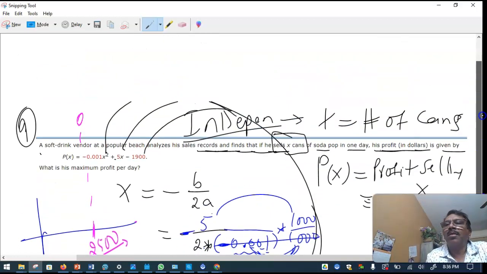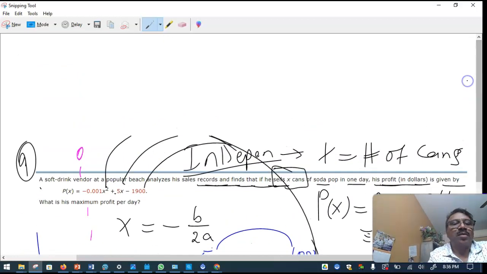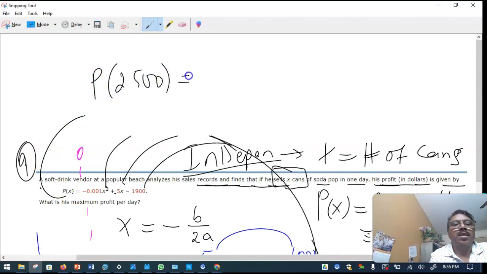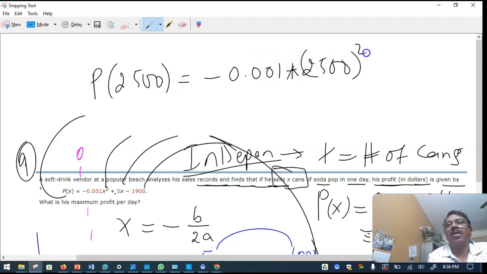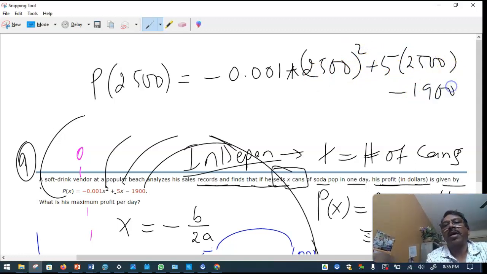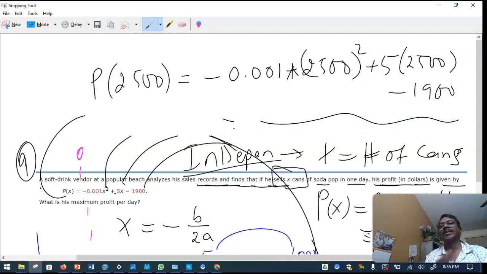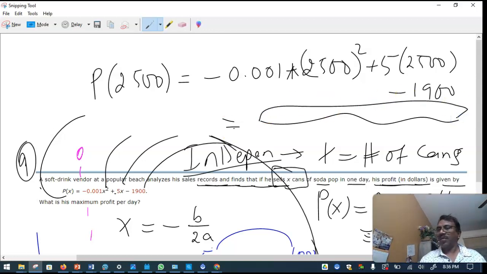So P of 2,500 equals minus 0.001 times 2,500 squared, plus 5 times 2,500, and you can use the regular calculator and get the answer. You're supposed to do it this way, and then plug in the graph in your nSpire calculator. So let me see.